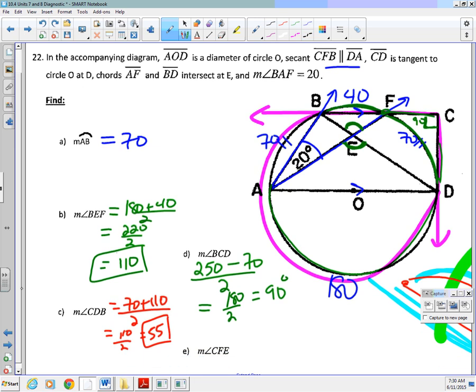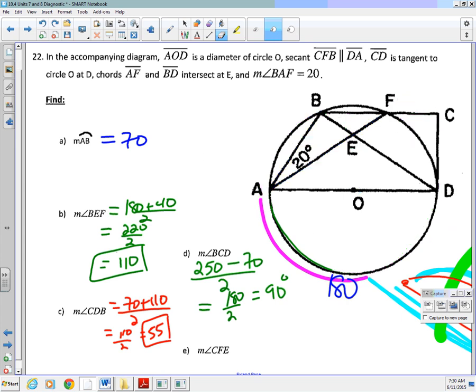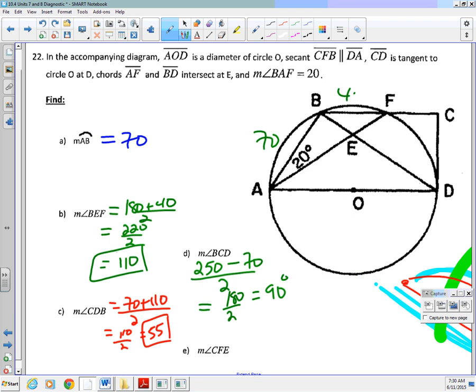And last but not least, angle CFE. CFE is tricky. CFE does not have a particular rule. Let me just clean this up a bit. My arcs were 70, 40, and 70. Angle CFE does not have a particular rule. It's formed by a secant and a chord. But what I can do is actually get the inscribed angle that's adjacent to it by taking 70 and dividing by 2 and getting 35. And so this guy would be 180 minus 35, which is 145.